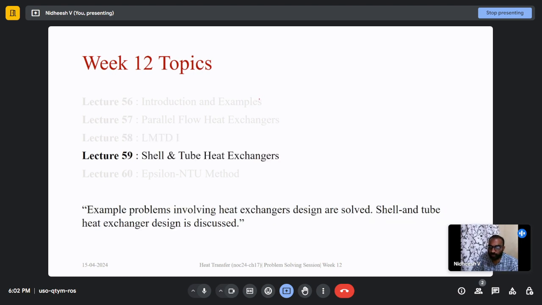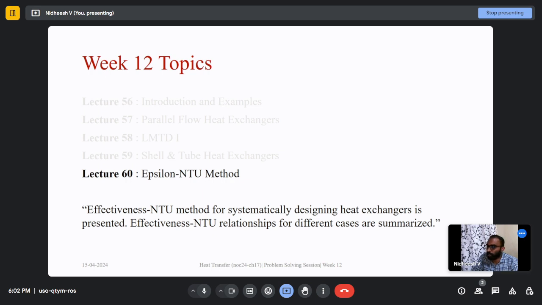In the next lecture, lecture 59, the shell and tube heat exchanger was discussed. Example problems involving heat exchanger design were solved, and shell and tube heat exchanger design was also discussed in this lecture. In the subsequent lecture, lecture 60, the effectiveness-NTU method was discussed, which was used for systematically designing heat exchangers, and these effectiveness-NTU relationships for different cases were summarized. These 5 lectures were talking about heat exchangers in particular, and that was the last topic for this course.